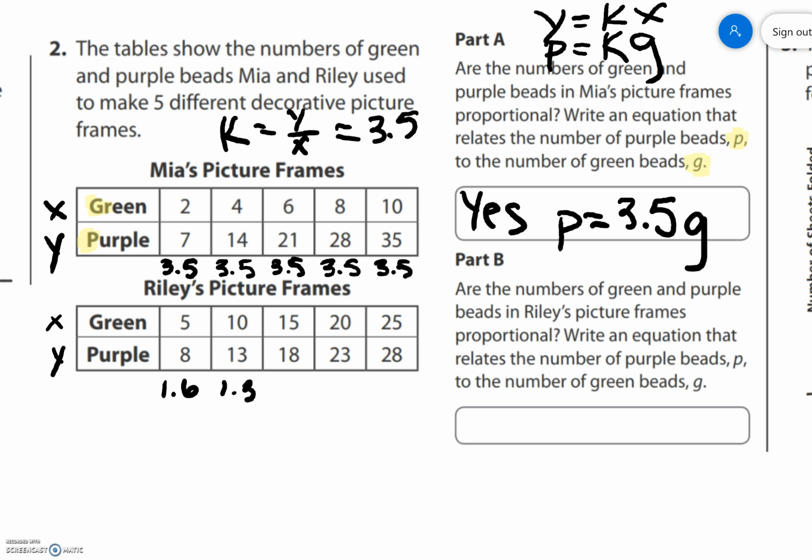I already know that this is not proportional because these rates are not equal, but I went along and did all of them anyways because you can never be too sure. 1.2, 1.15, and 1.12. So even though there are 2 rates that are the same, it is not all proportional. So are the numbers of green and purple beads in Riley's picture frames proportional? No. Since they are not proportional, we cannot write the equation. There is no way to write an equation.